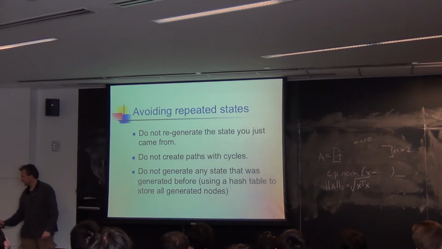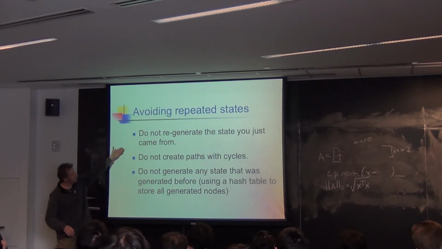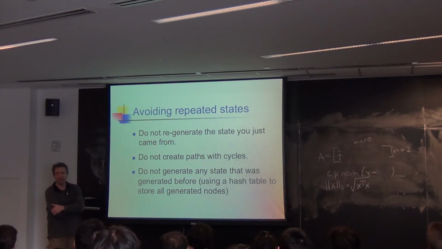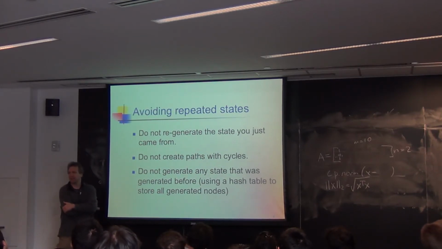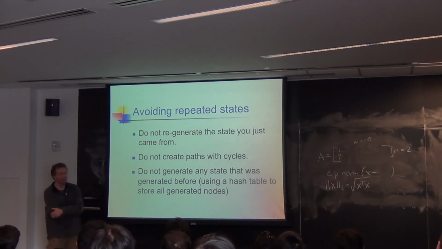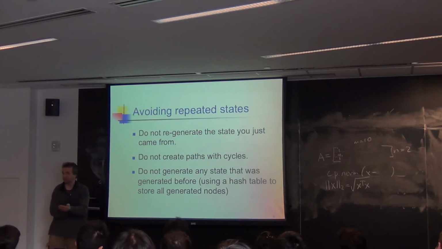So as I said, one thing you do is do not regenerate your state. If you do come back to that state, if you got there in a cheaper way than you got before, then you're going to have to update that path. We'll talk a little bit about that later. And the other one is this idea of keeping the visited node list. And you said, oh, I've been here before, don't generate it again.